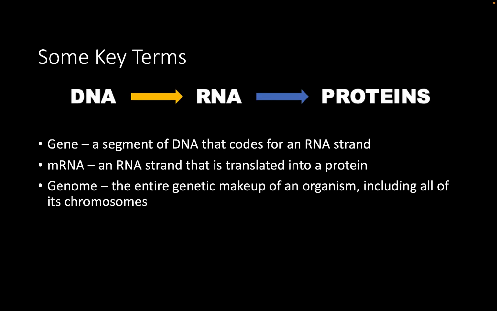And let's talk about some of the key terms that we use with these. So one is the term gene. A gene is a segment of the DNA that codes for an RNA strand. And in humans, we have 23,500 different genes. Okay? The RNA strand that we're most concerned about here is called mRNA, messenger RNA strands, and these are the ones that get translated into proteins. And again, proteins are the thing that make organisms different, have different appearances. And then you'll also see the term genome from time to time, and the genome is the entire genetic makeup of an organism, including all of its chromosomes.